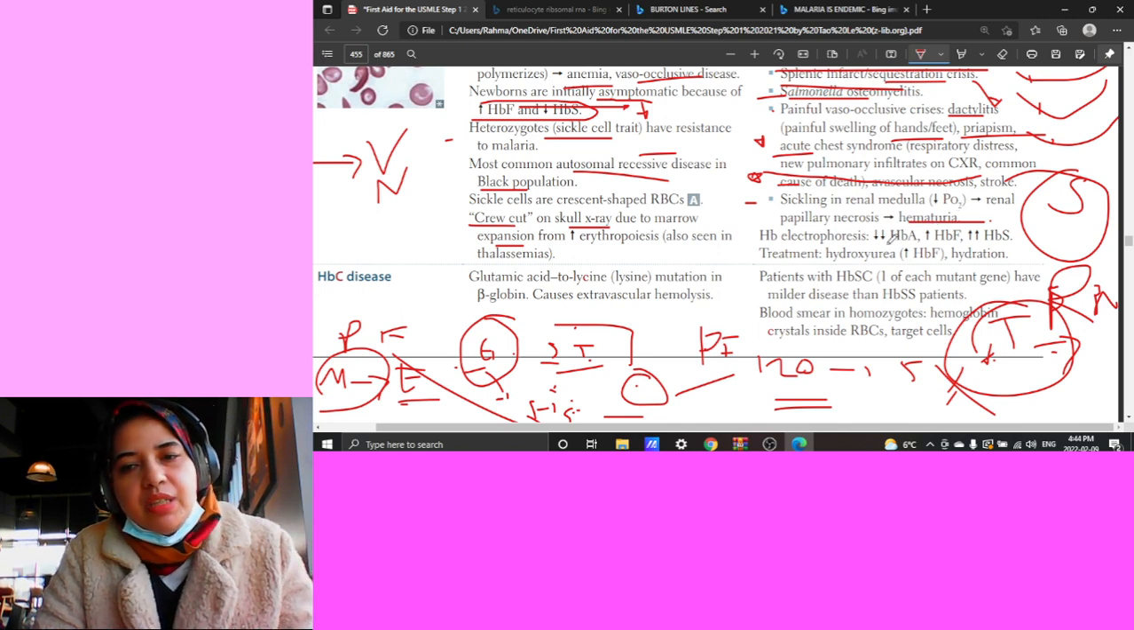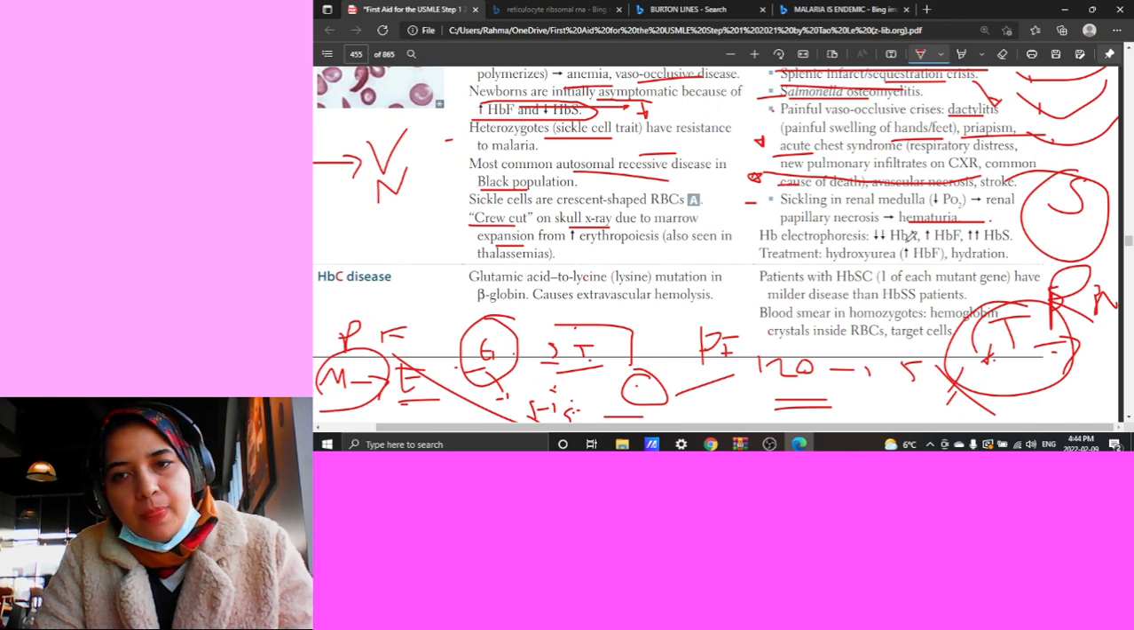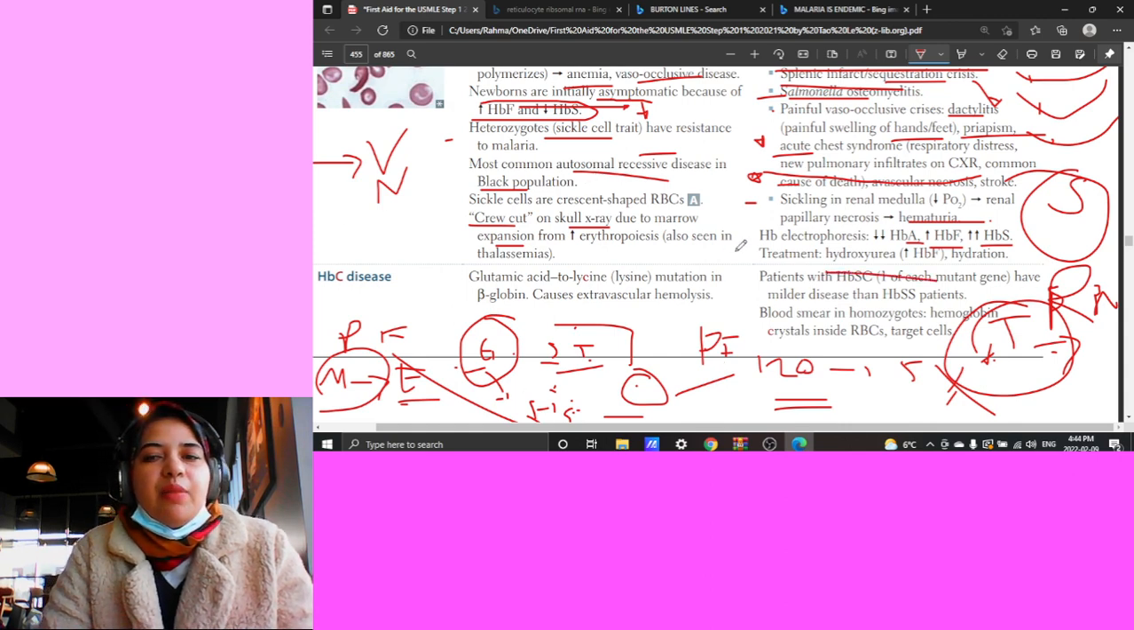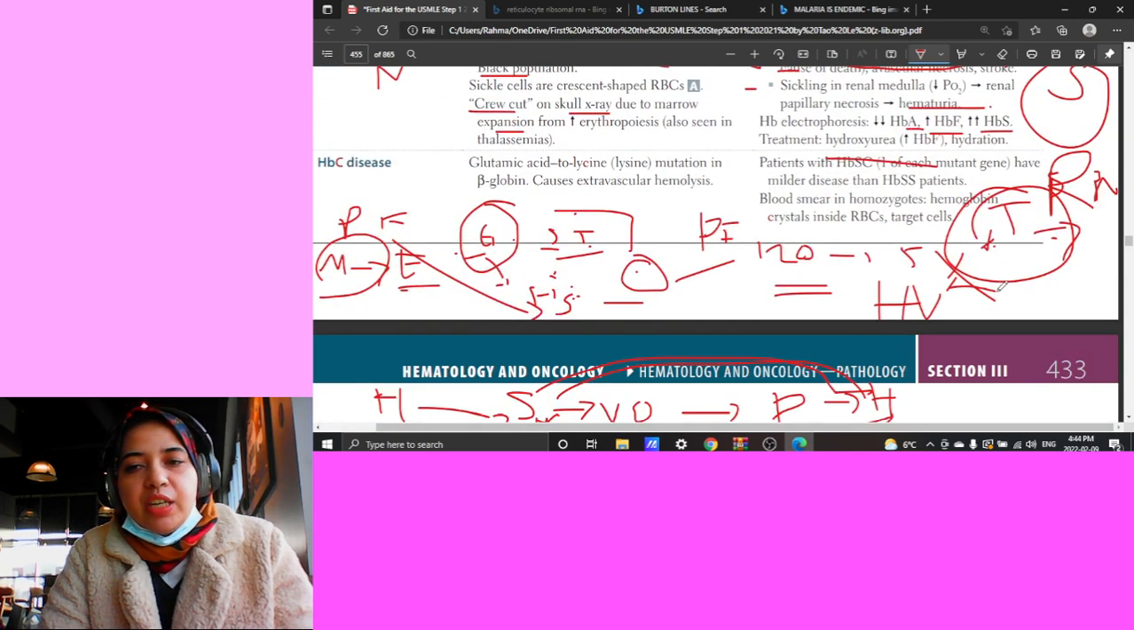What will you see on hemoglobin electrophoresis? I don't have any HbA that's being formed properly. You're going to have your HbS elevated and HbF. Treatment is hydroxyurea. Remember, we said that before, hydroxyurea. It's going to increase your hemoglobin F.